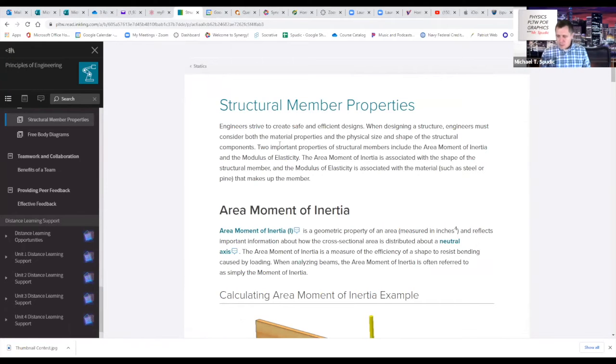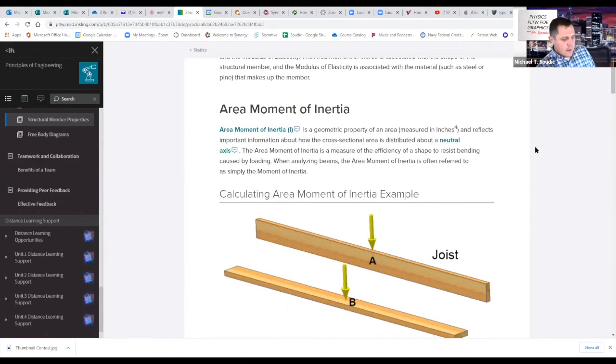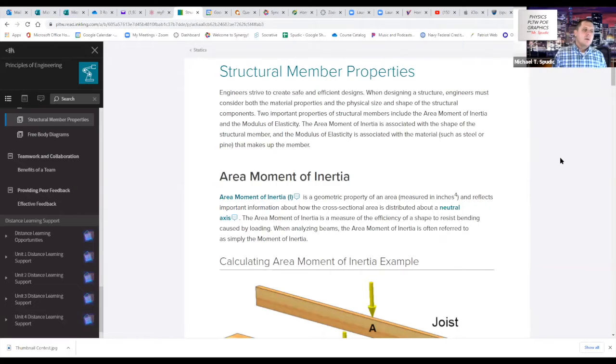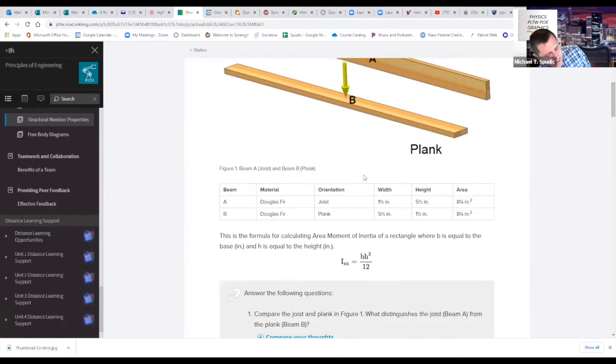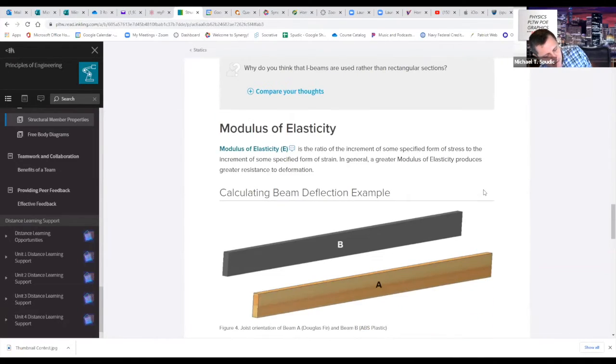Is this way working okay for everybody if I present this material this way? I don't have it preloaded or pre-recorded. Thank you for your input. Okay. All right. So there are two big terms you're going to need to know. The first one is going to be area moment of inertia, which we'll sometimes just call moment of inertia. And then down below, we're going to have another one called modulus of elasticity.